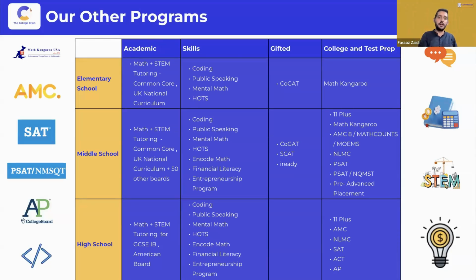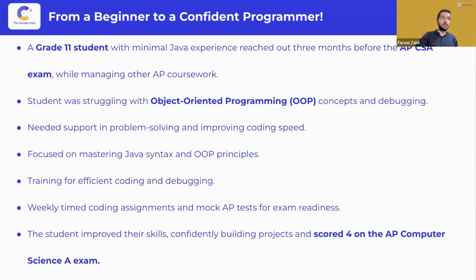Now, just to show you a couple of success stories about students who have worked with us in terms of AP: a grade 11 student who had joined us with minimal Java experience and reached out just 3 months before the AP CSA. With the work that we then put in, he got a 4 out of 5 on the AP computer science exam.